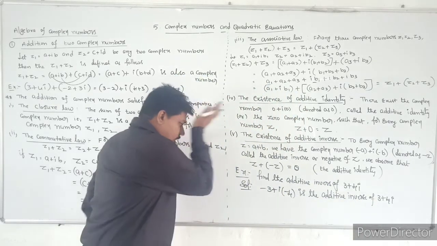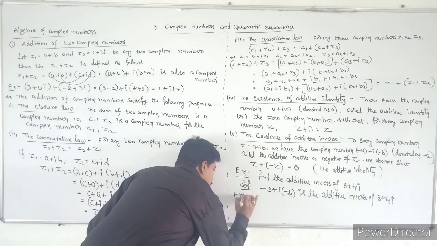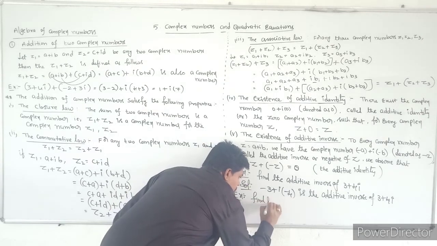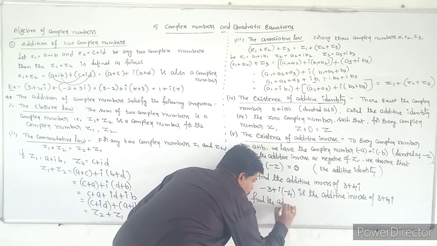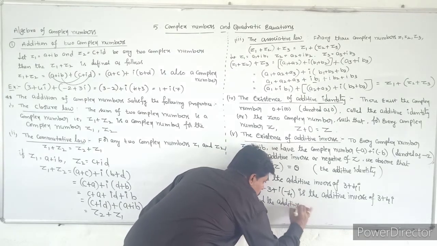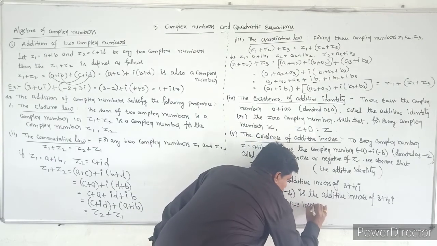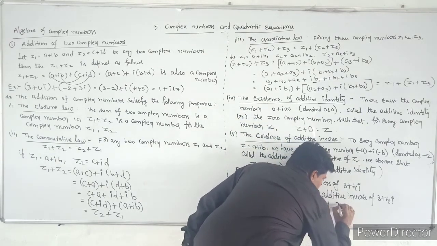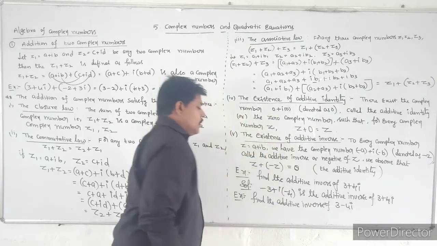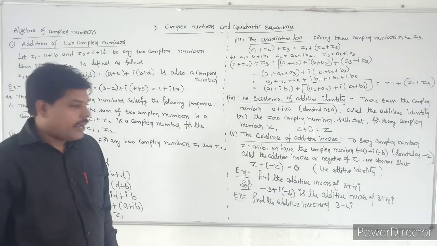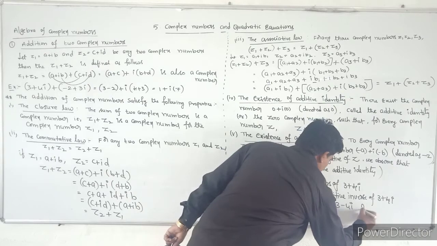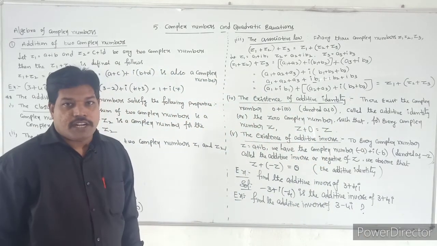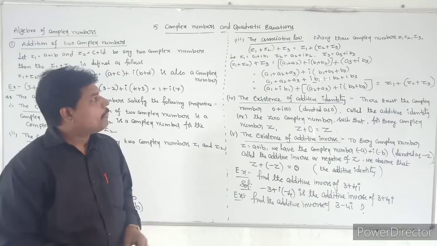For example, one more example. Find the additive inverse of 3 minus 4i. What is the additive inverse of 3 minus 4i? Tell me this question. Try that one and tell me what is the additive inverse of that complex number, 3 minus 4i. Okay.